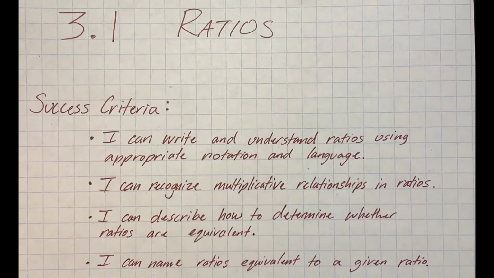All right, so for 3.1 ratios, let's talk about our success criteria. By the end of this lesson, you're going to be able to write and understand ratios using the appropriate notation and language. Also, you'll be able to recognize multiplicative relationships in ratios. You'll be able to describe how to determine whether ratios are equivalent, and also you'll be able to name ratio equivalents to a given ratio.